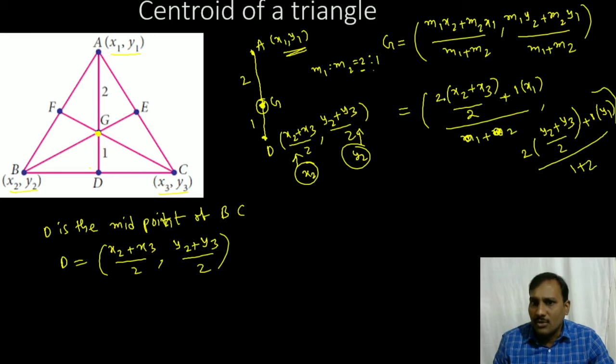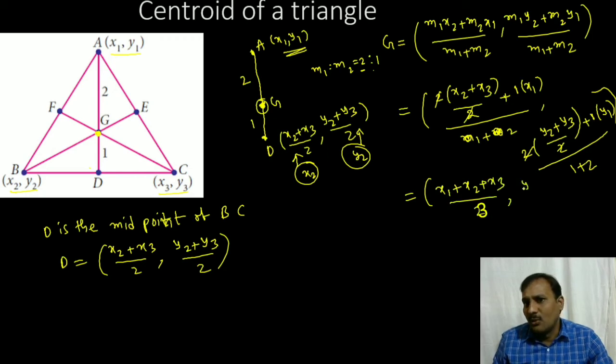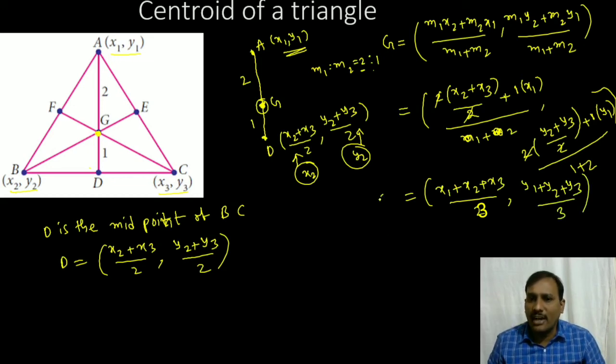Both are the same, so this 2 gets cancelled. This 2 gets cancelled. What is remaining now? x2 plus x3 plus x1. So can I write it in order? (x1 plus x2 plus x3) by 3, and here also (y1 plus y2 plus y3) by 3. So this is the centroid of a triangle whose vertices are x1, y1, x2, y2 and x3, y3.